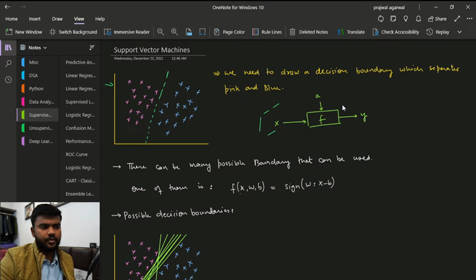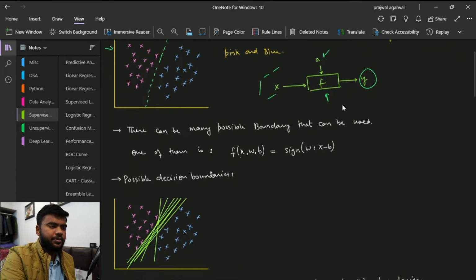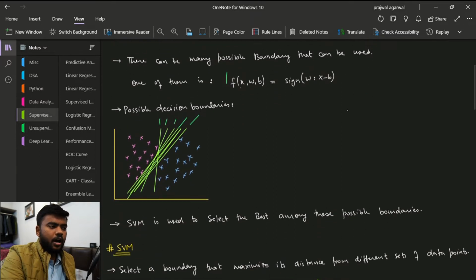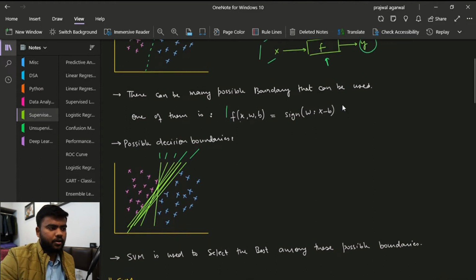This is a typical machine learning model. We have input, we apply some function, we add some biases, and then we generate our predictions. Now there are many possible ways to create a boundary, and this particular expression is one of them. So what are the possible boundaries? As you can see, all these are possible boundaries, and there are infinite boundaries that can pass through this region. So how do you choose which is the best one out of all these infinite boundaries?